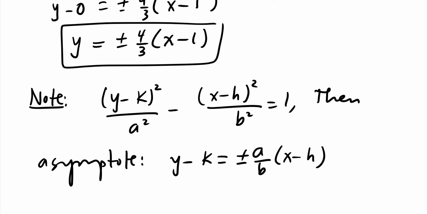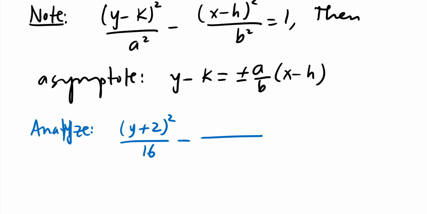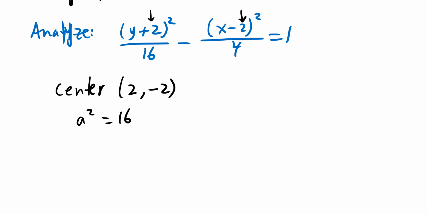So I'm going to analyze another one. Analyze y plus 2 squared over 16 minus x minus 2 squared over 4. Now, what's the center? It's 2, negative 2. That's the center. A squared is always the first number, so a is 4. B squared is the next number, so b is 2.